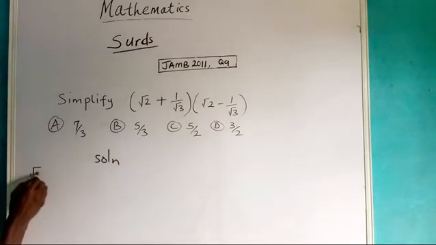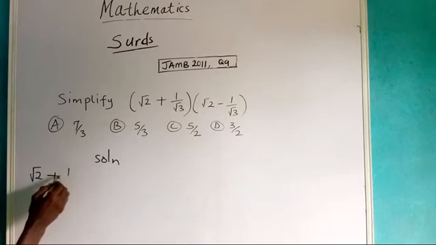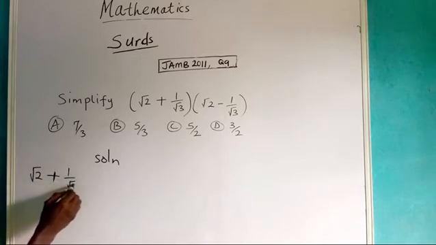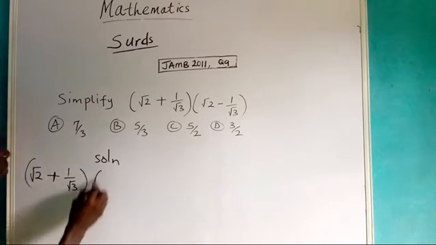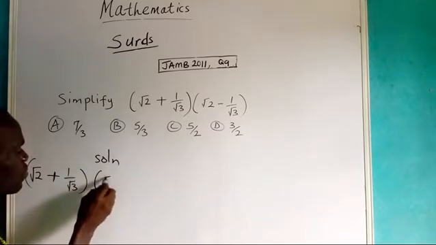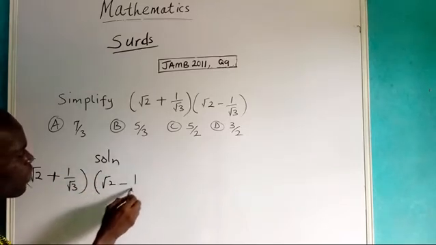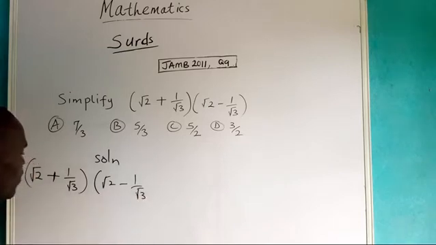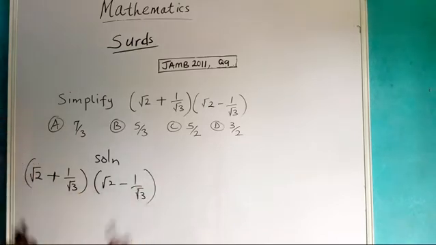We have it as (root 2 plus 1 over root 3), and they are both in brackets, and we have another one, the same thing of course, (root 2 minus 1 over root 3). The only difference is the sign, okay? We have the same things in brackets. The only difference is the sign, the addition and the subtraction. Okay, let us see now.